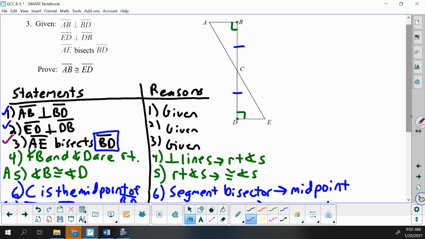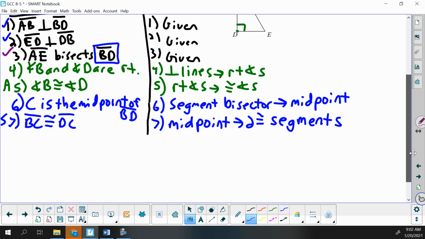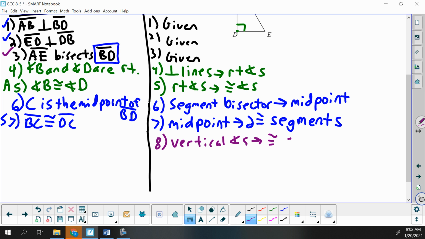We've got crisscrossing lines, so we want to use vertical angles. So we'll number those 1 and 2. Hopefully by now we automatically know our vertical angles reason. We've got vertical angles implies congruent angles. So we're pointing at congruent angles. We got to say which angles are congruent. That's angle 1 congruent to angle 2.